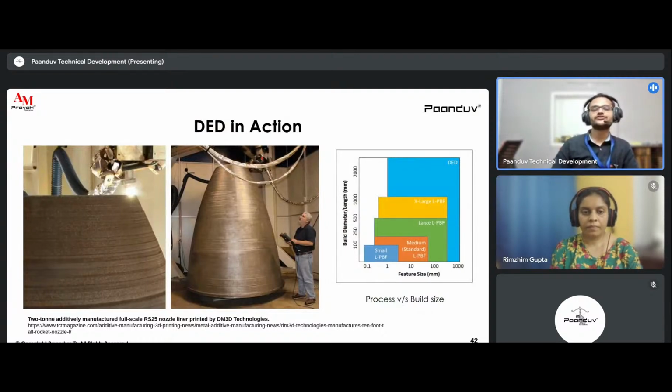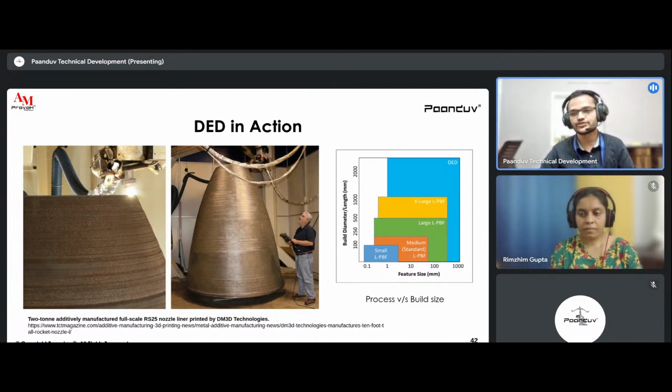Now, where do we use these DED processes? As you can see in the image on the left hand side, NASA, in collaboration with Osborne University, has manufactured a 2 tons nozzle with the direct energy deposition process. And on the right hand side, there is a comparison between the LPBF process and the DED process. It is clearly visible from the plot that DED processes are much more capable of manufacturing a wider range of component sizes.